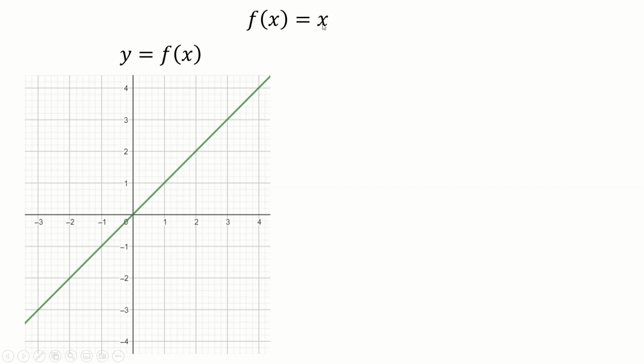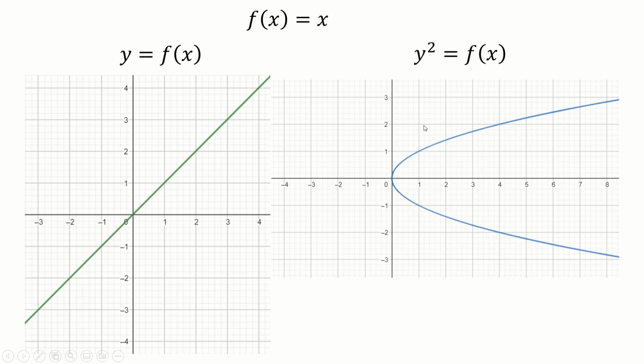Now, what does y squared equals f of x, or y squared equals x, look like? Well, some of you will have seen it before. It looks like this, which is interesting for a few reasons. And I'll let you, if you want to, pause the video and think about all the interesting things about this. But I think there are three quite obvious interesting things. The first is that the graph is now curved. It used to be straight. It's now curved. That's interesting.